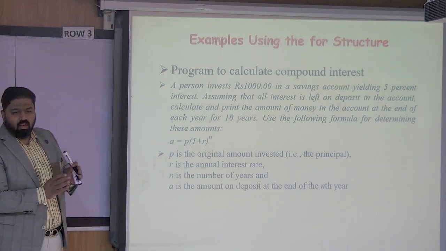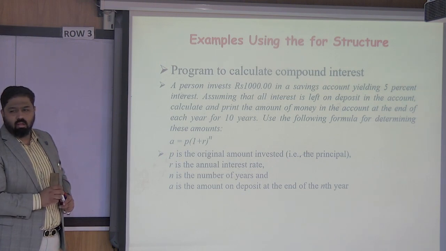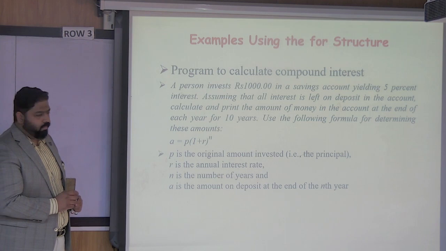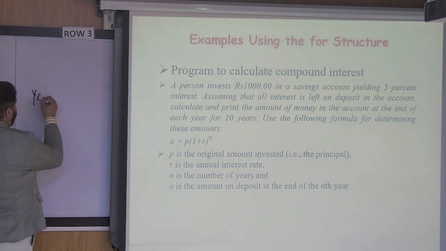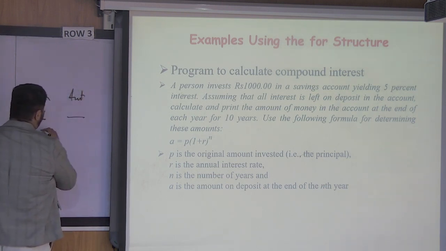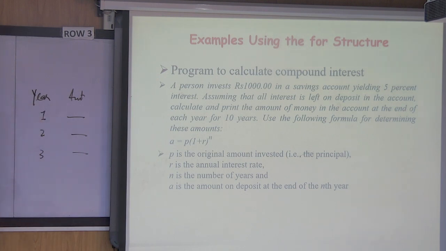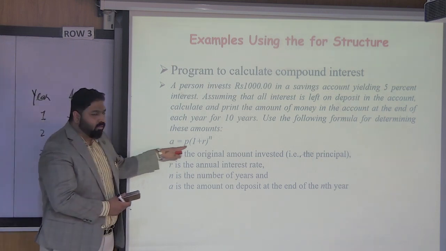For 10 years, you have to tell the account balance at the end of the nth year: 1, 2, 3 up till 10. For example, year is 1, amount is this much; year 2, and so on. We have to make this table. This is our task using a for loop. Of course, the formula is given to us.